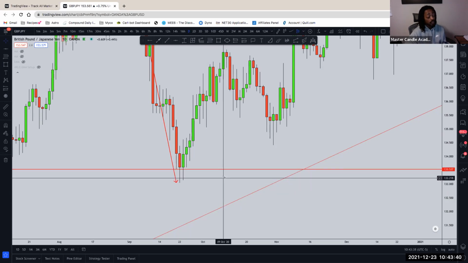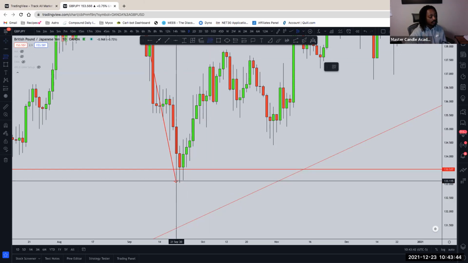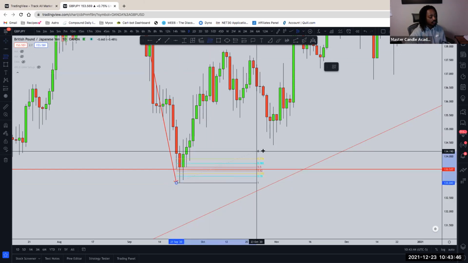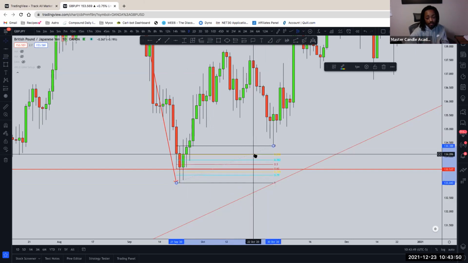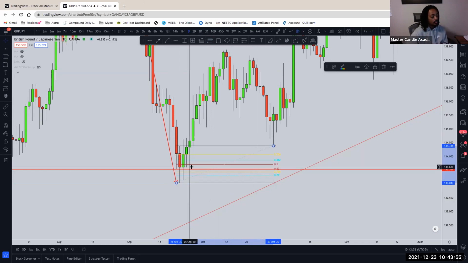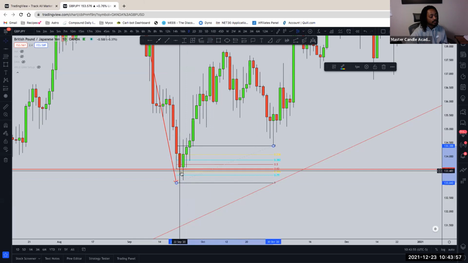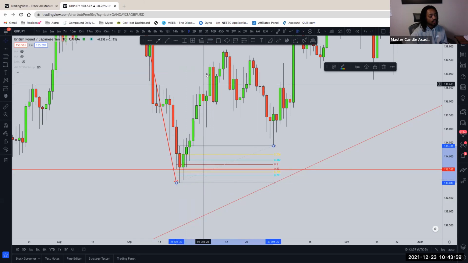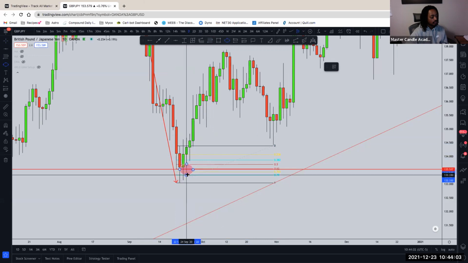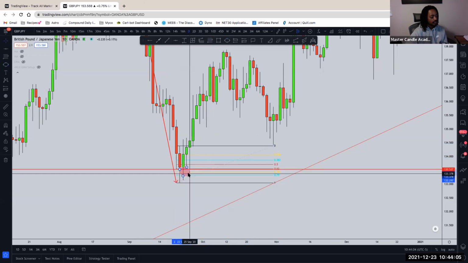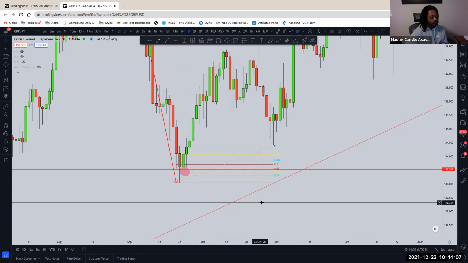So what I do, when in doubt, fib it out on just the inside bar. And you wait for price to retrace, and you enter on the retracement. All right, this area would have been our entry, if you wanted to wait.